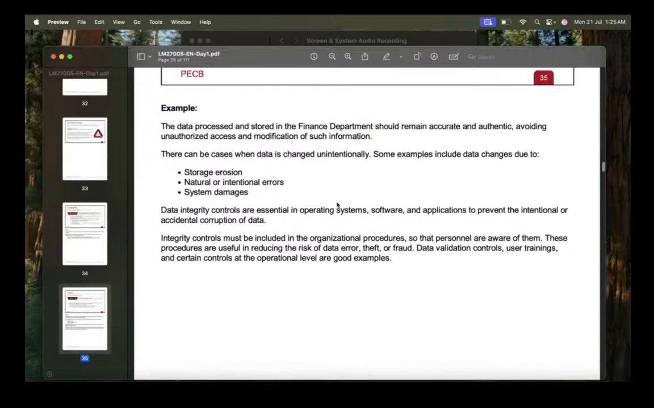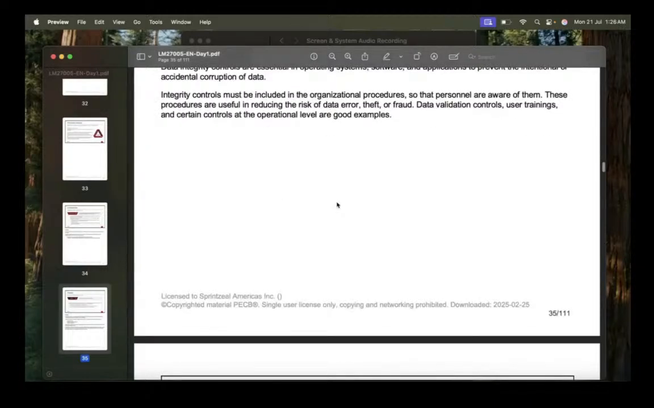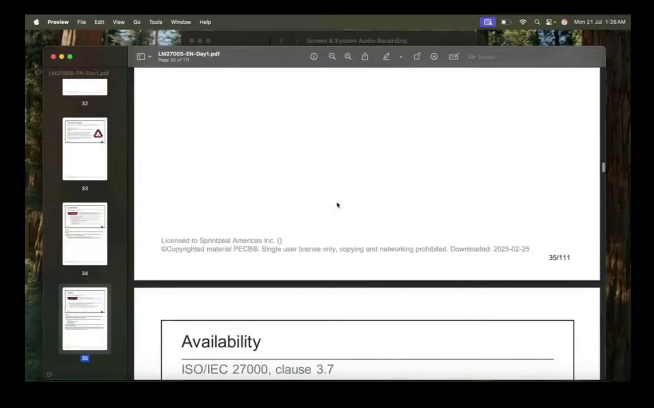So we understood this by the real-time example of the finance department, and we also understood how it sometimes happens unintentionally. It is not always an intentional threat, but system failures, natural errors, or anything as such can happen, which is a risk for the data of organizations. So that is where integrity comes into the picture.